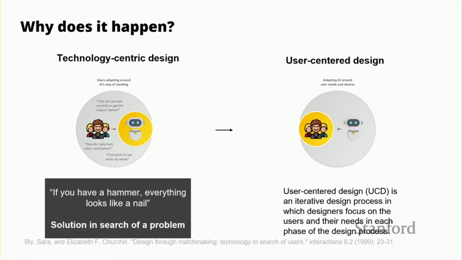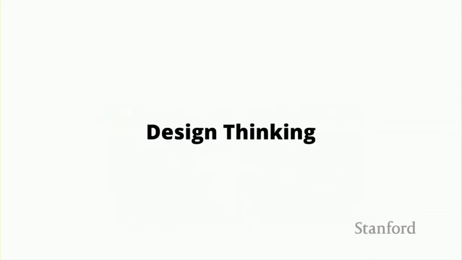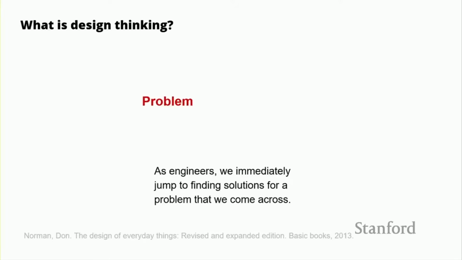Cool. Okay, so maybe to summarize, what is the point? So the idea in human computer interface is, again, to fill this gap between what people want to do and how they can do this with technological tools. So one of the key approaches and ways of framing how to solve HCI problems is what is known as design thinking.